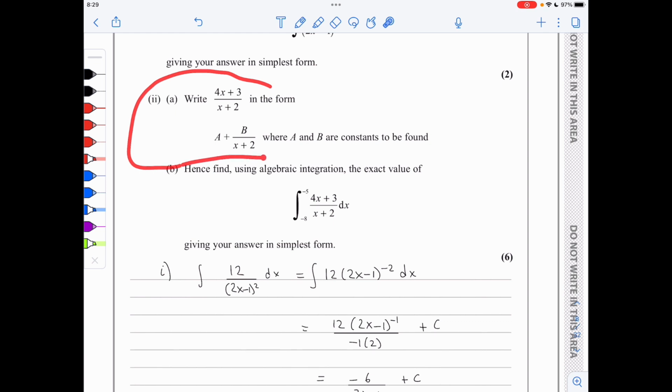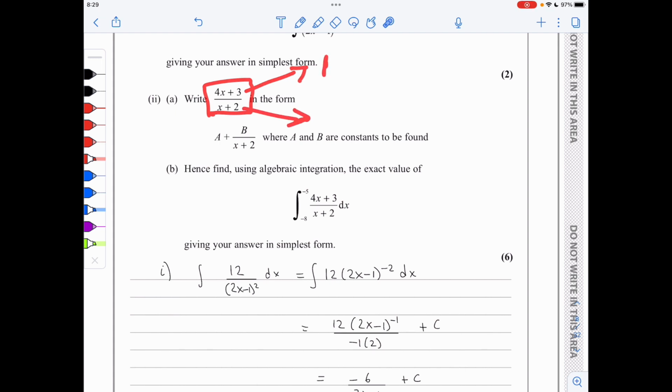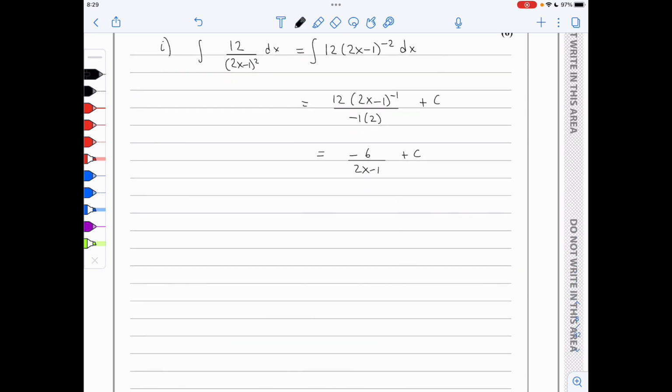In part ii, the first part is to write (4x plus 3) over (x plus 2) in this form here, and then use algebraic integration to find the exact value of this integral. Now, (4x plus 3) over (x plus 2) is an improper fraction because the degree of the numerator is 1, and the degree of the denominator is also 1, so I can use long division to proceed here.